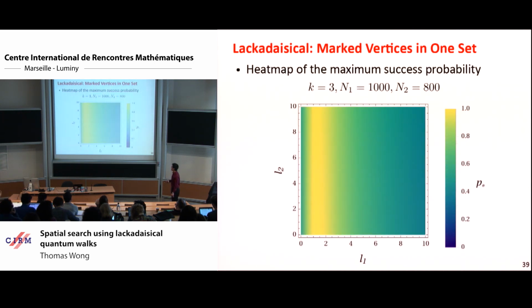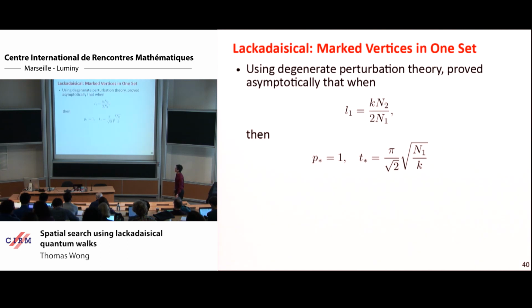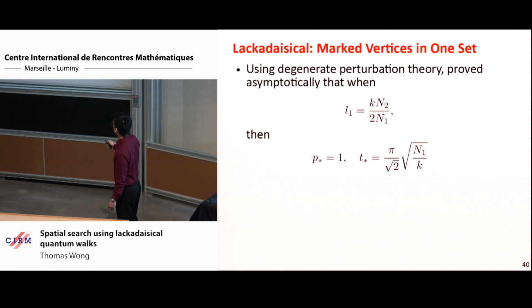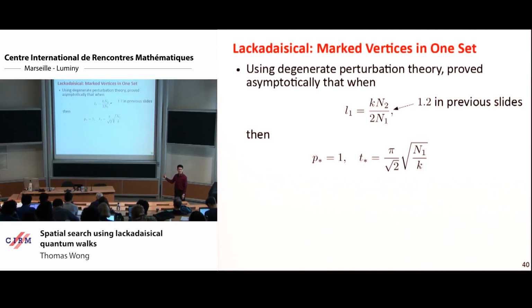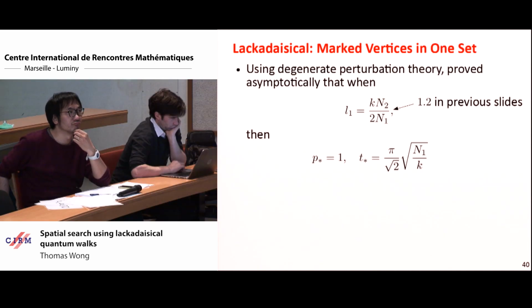And so, here's another way of visualizing that. What we did is we varied L1 and we varied L2 and we plotted in color as a heat map the maximum success probability. So you see that the success probability is 1 as long as L1 is 1.2 and then it doesn't matter what L2 is. It's the same thing. So from this you can see that L2 doesn't matter. Only the left set where the marked vertices are matters. And we were able to analytically prove this. So you want L1 to be that, which is 1.2 with the numbers we just had. And then the success probability reaches 1, and the runtime doesn't have N2 in it. It only has what's going on in the left set. Any questions?